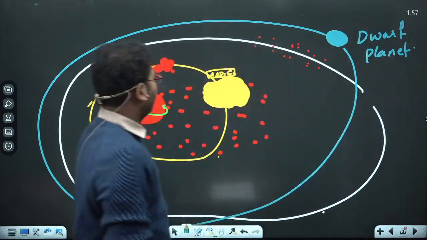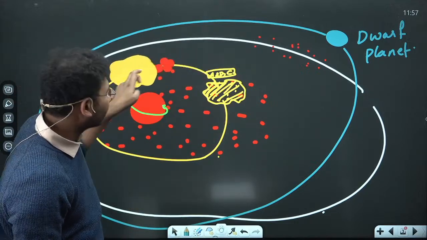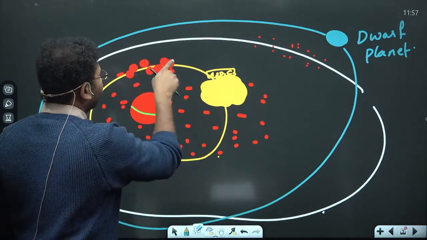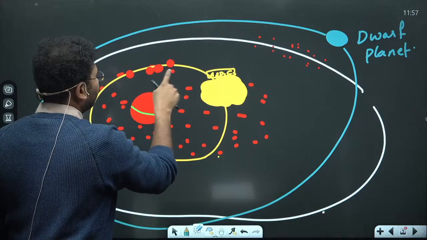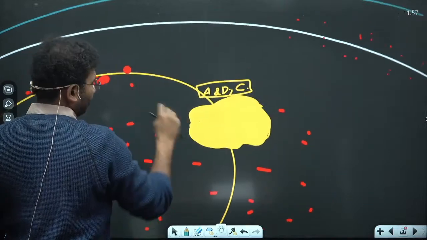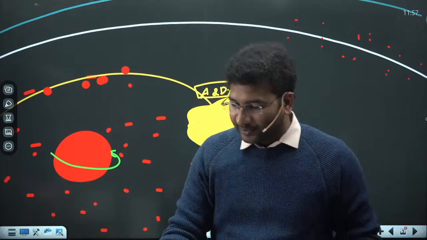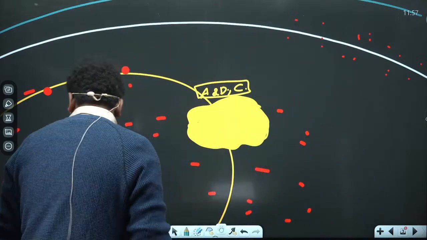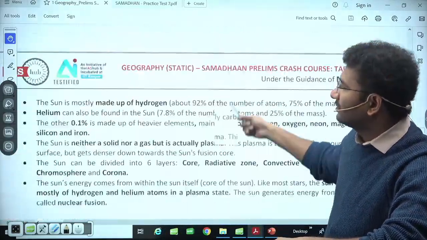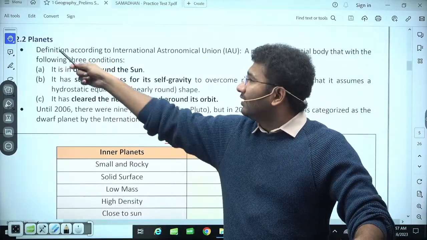But if there is something on its path and it has the potential to clear, means either they bombard with that or they attract to that particular planet, so that will be called a planet. ठीक है, I hope you're now clear with this particular topic, and let me go a little further. So let me take you back to the content that is written here. What exactly is a planet? What is a planet? See here, by definition, what are planets?